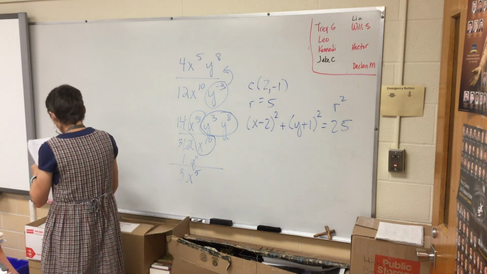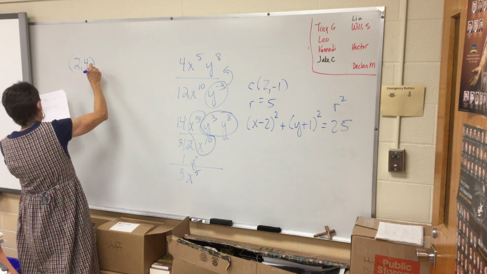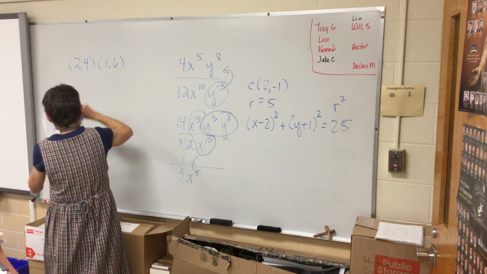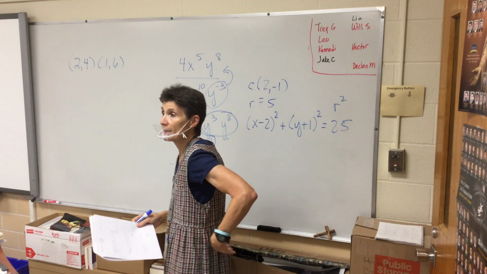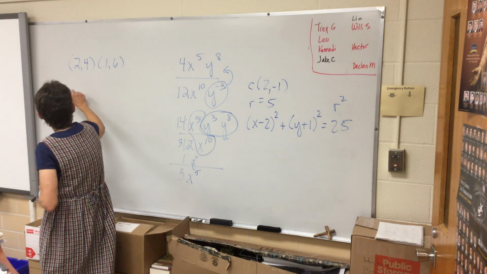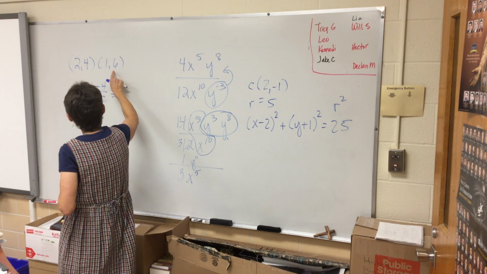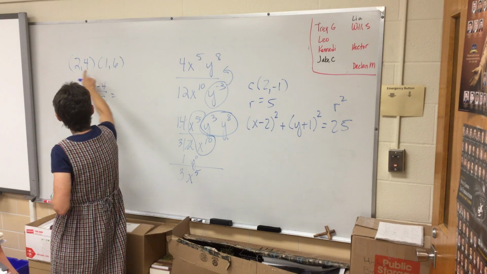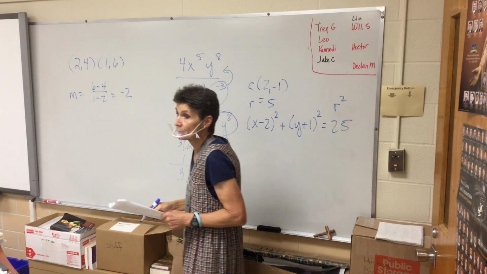All right, now we got a line. This is a line. And we've got 2 points. We need the slope. Gotta have a slope. So slope is y minus y over x minus x. So I did 6 minus 4 over 1 minus 2. I got negative 2.